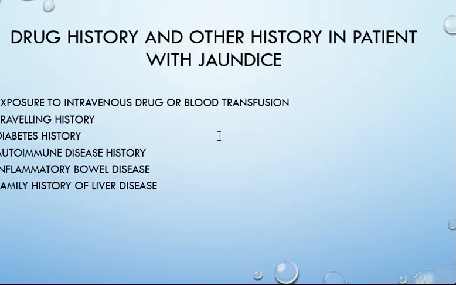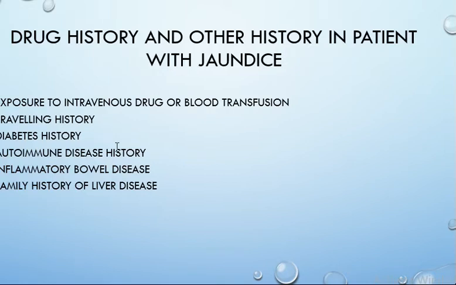Also take the drug history and other history in a patient with jaundice. If you suspect jaundice, you can ask about any past exposure to IV drug abuse or blood transfusion, because they lead toward hepatitis B and C virus, since A and E are mostly due to food contact and B and C mostly due to blood transfusion. So they will give a clue about hepatitis B and C virus. Then you ask about travel history, because travelers eat something and then develop viral hepatitis, and viral hepatitis is very common in Pakistan.